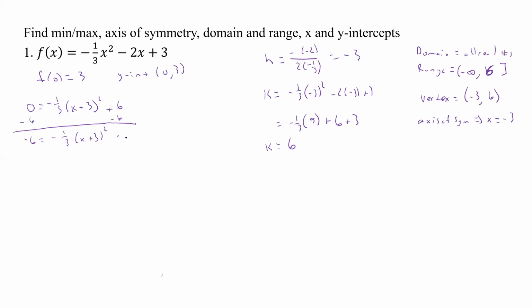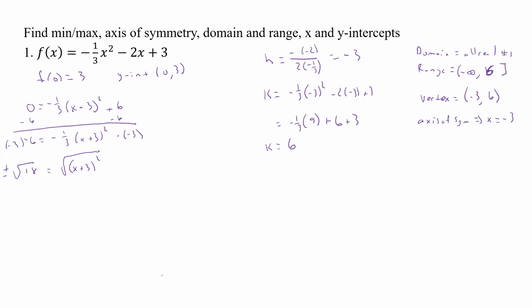So now I'm going to multiply by a negative 3. I'm going to multiply by a negative 3. So 18 is equal to (x plus 3), the quantity squared. Now, to solve for this, I'm going to have to take the square root of that side, and I'll take plus or minus the square root of this.